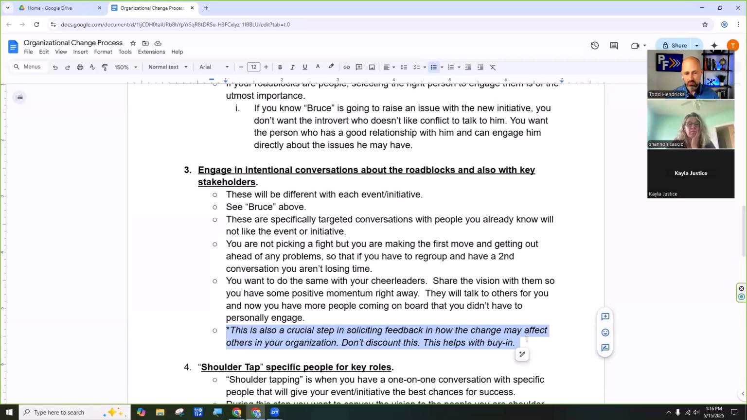And then maybe Bruce brings up a really good point that you didn't think about. Oh, I don't like that Bruce is always negative, but I did not think about that aspect of that. And that is something that we need to cover. We do need to think about that. Don't discount the feedback that people give you. They are doing the work. They are in the trenches.